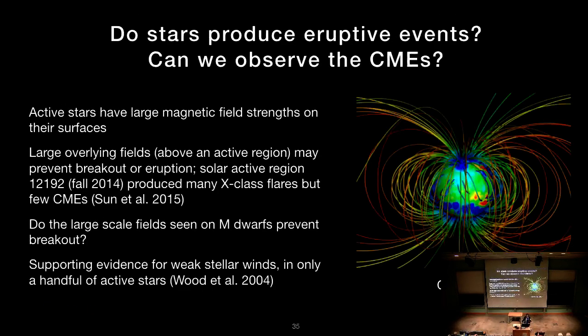All right, so we're left with this question of whether stars can produce eruptive events, and then whether we can observe the CMEs. So we're sort of back to square one. I can go back to that observational signature table and maybe put an X next to the type 2 bursts. But it's more complicated than just taking the sun and scaling it to an M dwarf in terms of its flares and CMEs.